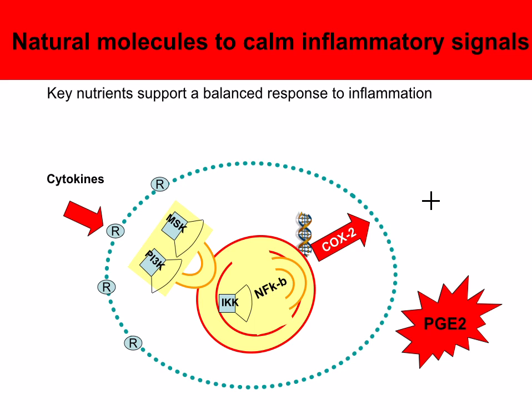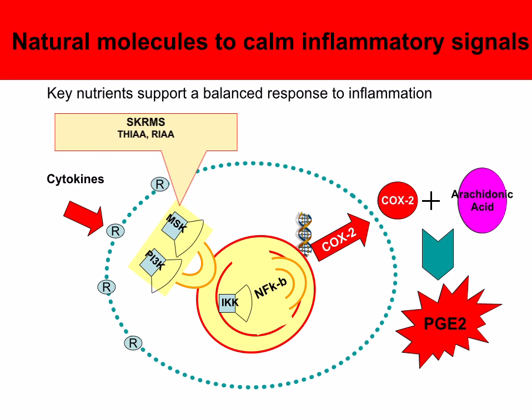Phospholipase and COX-2 are induced. Phospholipase releases arachidonic acid from the cell membrane, and then the induced COX-2 turns arachidonic acid into prostaglandin E2, which is pro-inflammatory. The end result is pain.